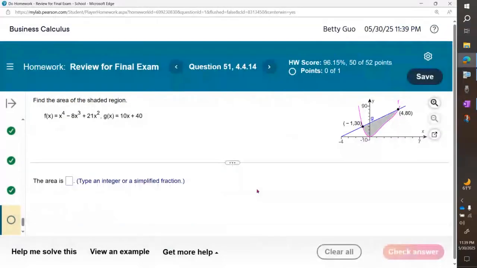$51. Find the area of the shaded region. This shaded region is between two curves, right? Of course, this one is a straight line, but we can see it as a graph between two graphs. And what we need to know is from -1 to 4. Okay, this is important. And the straight line is on the top. So we're going to use G minus F and go from -1 to 4.